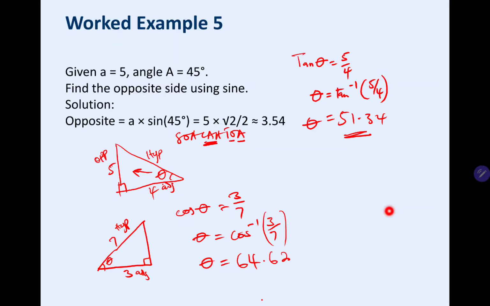Okay, you just have to use your calculator to get the arc cosine. Most scientific calculators have the arc function as a secondary function where you have to press the shift button and still press the same cosine button or sine button, but you have to use the shift button to access that.